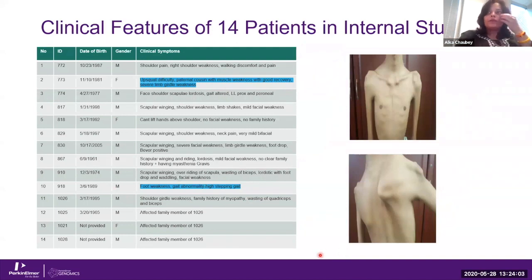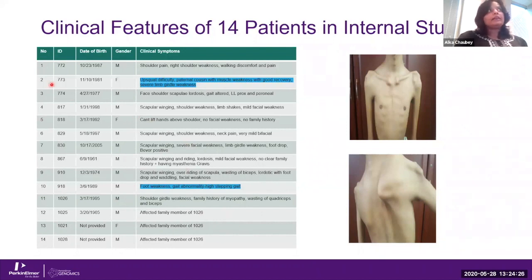So in our study, we collaborated with one of our clinicians in India, Dr. Satish Khadilkar. He's very well known in India, and all of these are his patients with FSHD, or suspicion of FSHD. So you can see that there were 14 patients that we included in this internal study.